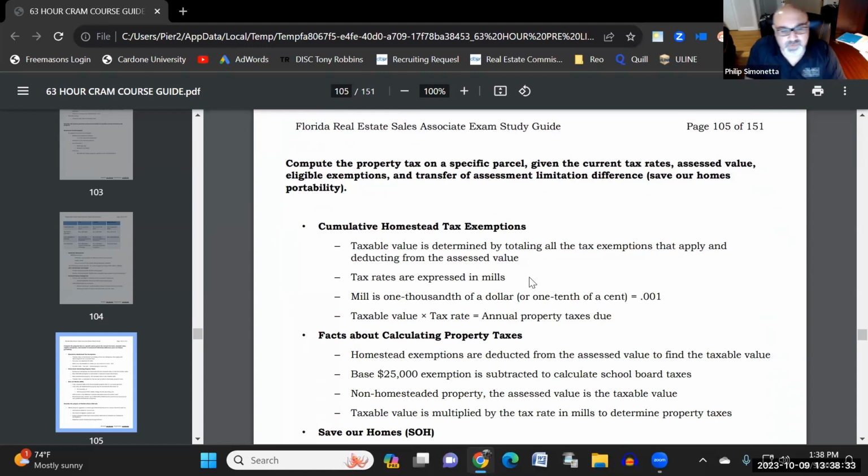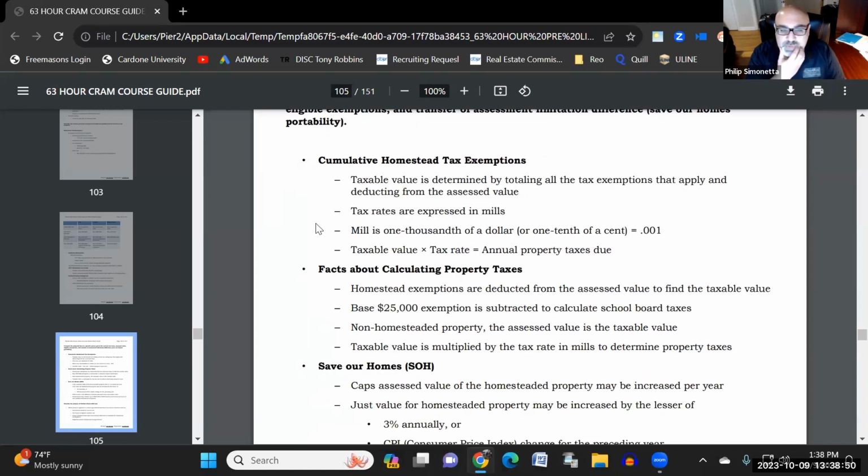You got to be able to compute the property tax on a specific parcel, given the current tax rate, assessed values, eligible exemptions, and transfer of assessment limitation difference. That's to save our home's portability. Remember, we talked about taking that to the new house, right?